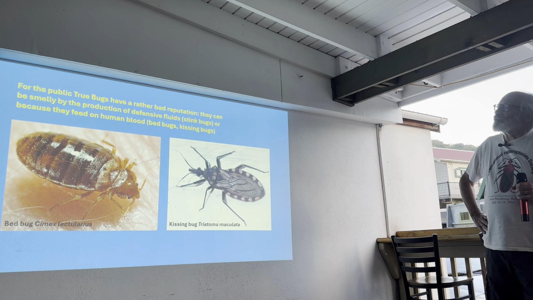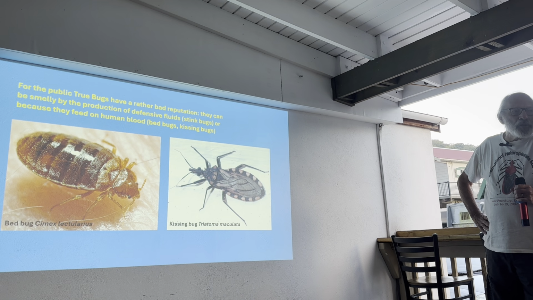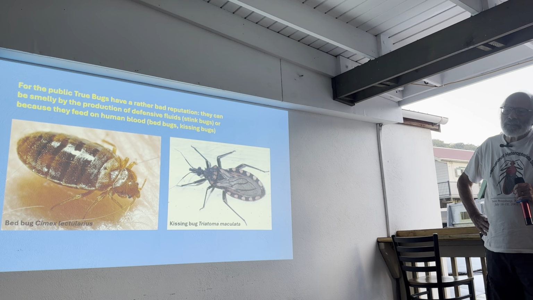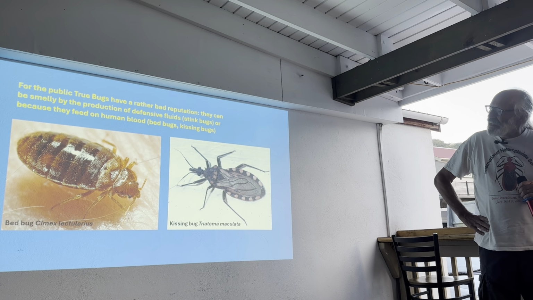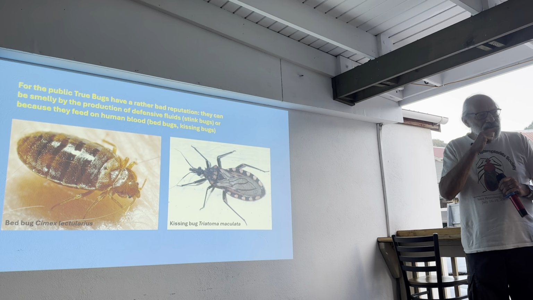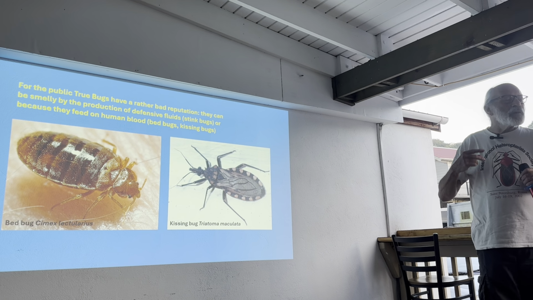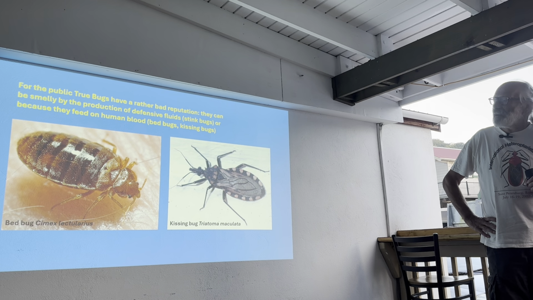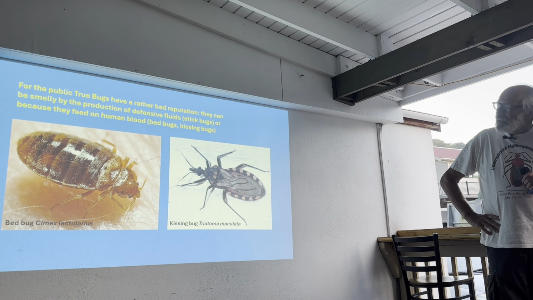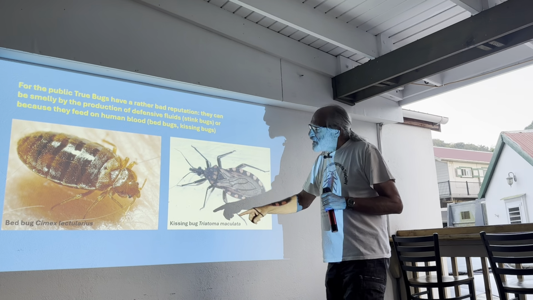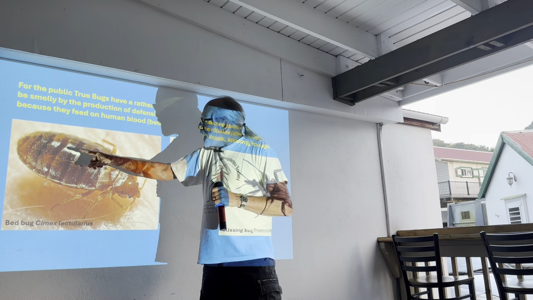So they also have a bad reputation because they feed on human blood: bed bugs and kissing bugs. On the left you see the bed bugs, and there are species that only prey on humans, actually two species, one in the northern hemisphere and one in the southern hemisphere. And here you see one sucking on a human. And the abdomen is already filled with blood.